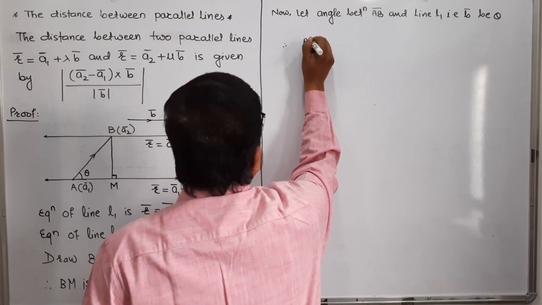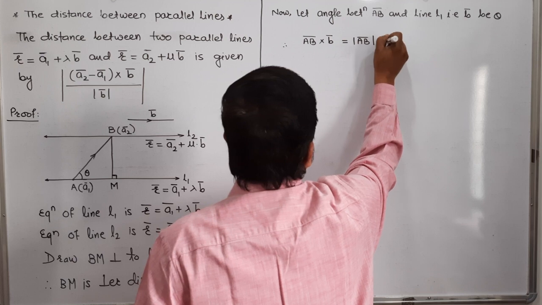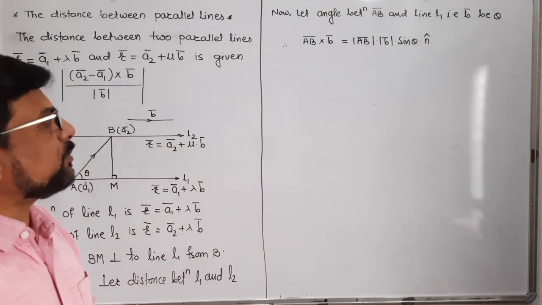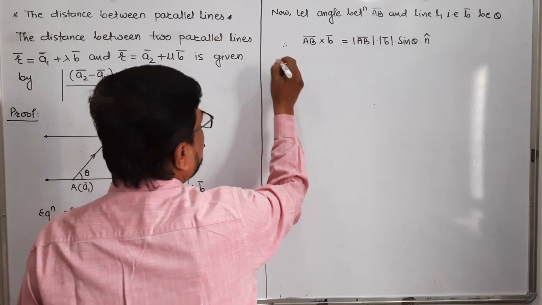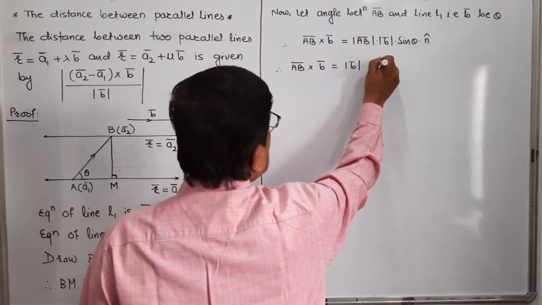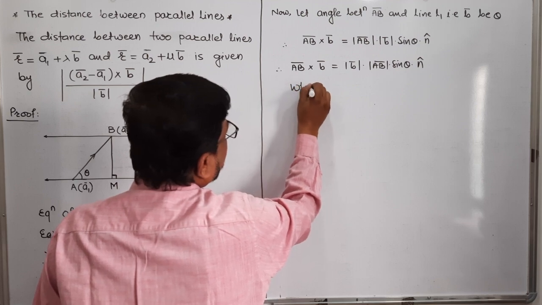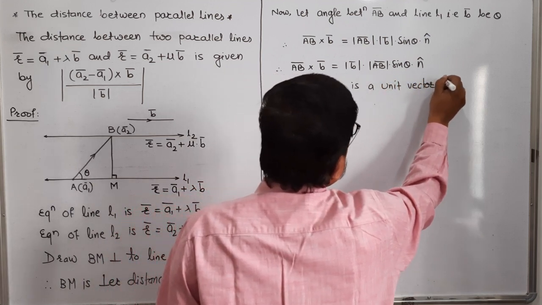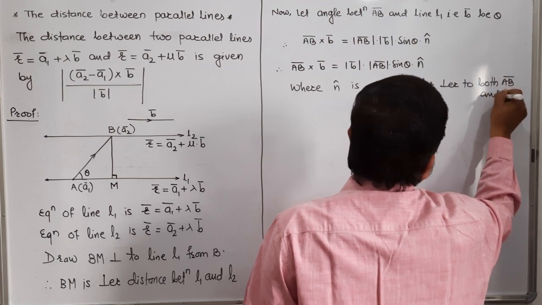Therefore, AB vector cross B vector is nothing but equal to magnitude of AB vector into magnitude of B vector into sine theta into n cap, where n cap is unit vector perpendicular to both this AB vector and B vector. Therefore, we can say that AB vector cross B vector is equal to magnitude of B vector into magnitude of AB vector into sine theta into n cap, where n cap is a unit vector perpendicular to both AB vector and B vector. Okay.